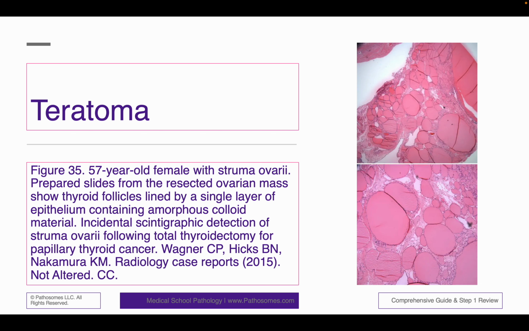Now, this is a particular teratoma that I mentioned earlier. It's primarily composed of thyroid tissue. What do you call it? Struma ovarii, right?